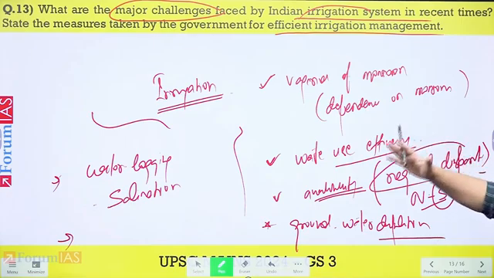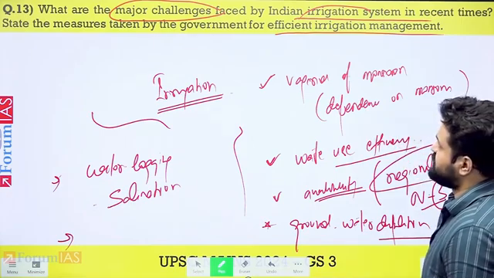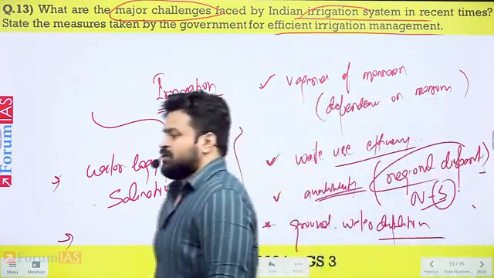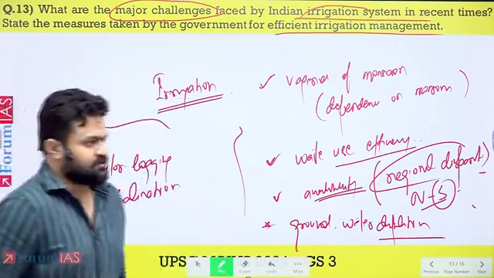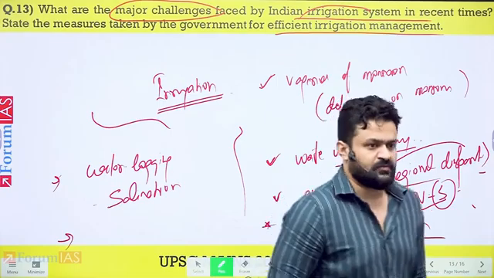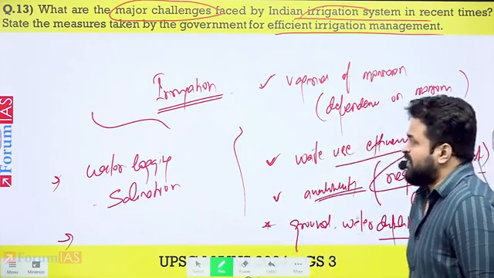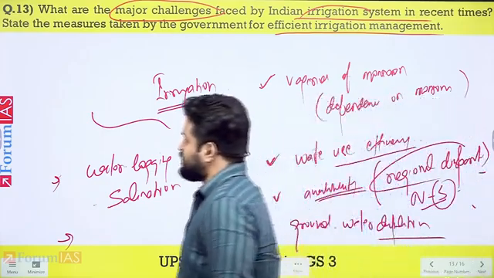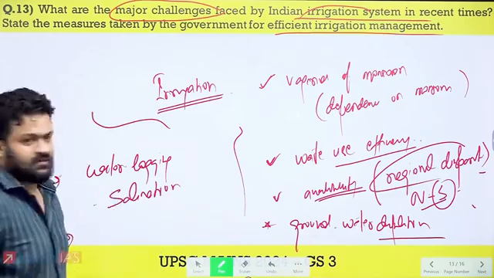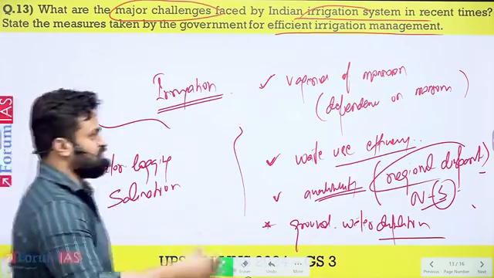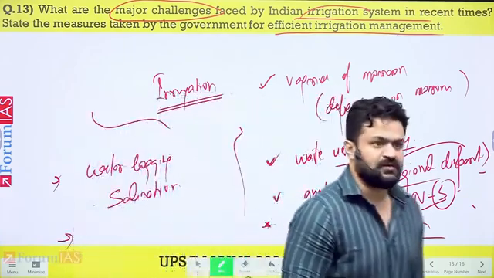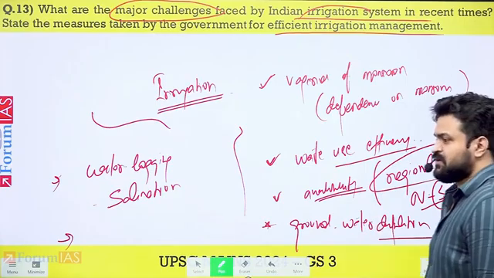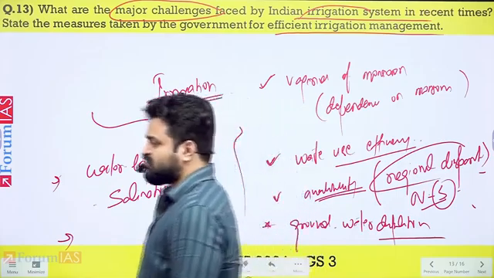If you look at the second part of the question, that is measures taken by the government for efficient irrigation management. You have seen many measures, for example, the command area development program and the watershed development project, mainly focusing on rainwater harvesting. Command area has been focusing on the management of the canal system. Krishi Sinchai Yojana has been there. Then there has been the promotion of micro irrigation practices.